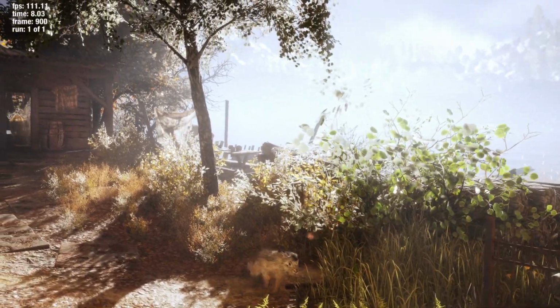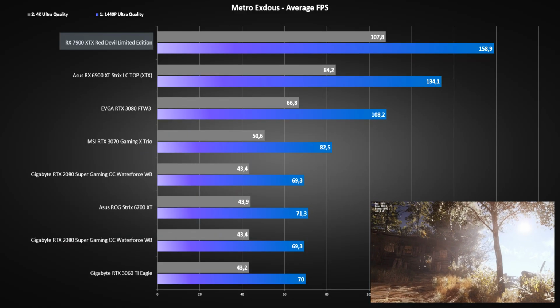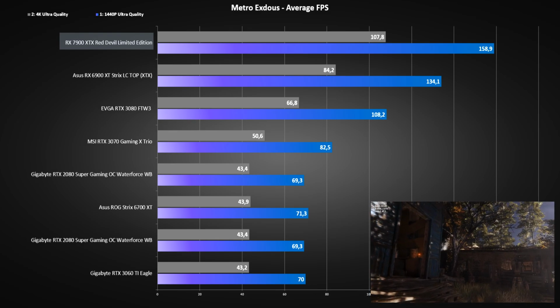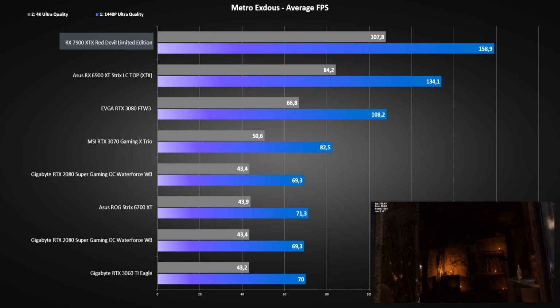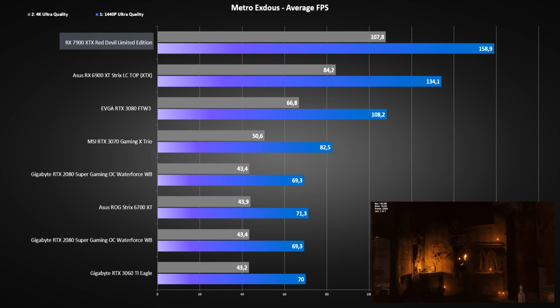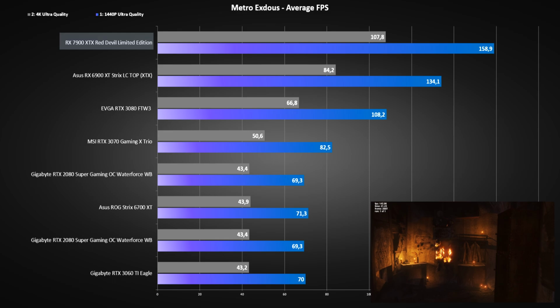Next up is Metro Exodus. At 1440p, we are seeing over 150 FPS, and while in 4K, we go as low as 108 FPS. Despite the age of the game, it's still really demanding in 4K.